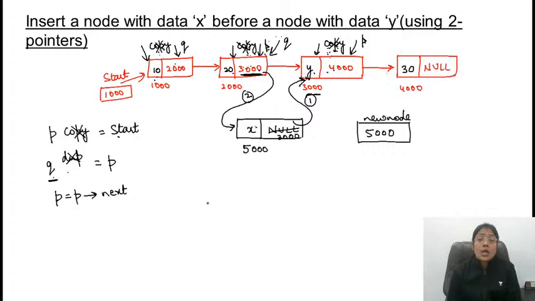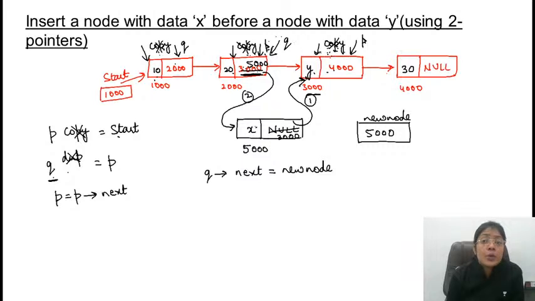Yes, now you can adjust the pointers. How will you be adjusting the pointers? Q of next. Now Q is pointing to the previous node of the node with data y. So Q of next will be pointing to the new node. In this case, order does not matter, because to hold the address of every node you are taking different pointer variables. Make sense? So Q of next is pointing to the new node, and new node of next is pointing to this P. Clear?